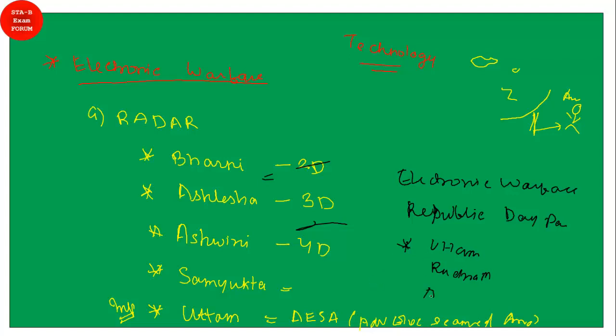These missiles basically depend upon the radars. For example, if you take the example of the Astra missile, it will take input from the radar and try to navigate. So this is all about electronic warfare. Just take a screenshot and remember the names only, that will be sufficient. Let's go to the next category.